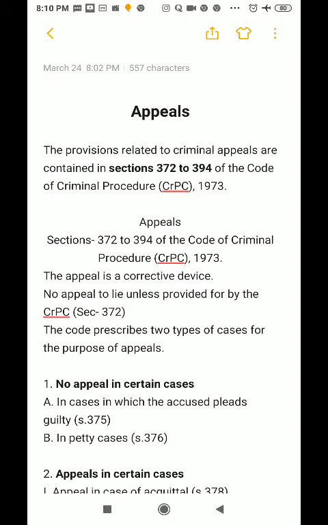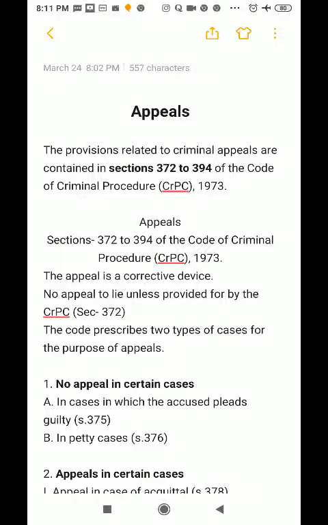Appeal means any proceeding taken to rectify an erroneous decision of a court by bringing it before a higher court. The person who files an appeal is called an appellant. Under the Code of Criminal Procedure, the term appeal has not been defined, but the provisions are provided under Chapter 29 from Section 372 to 394 of the Code of Criminal Procedure.